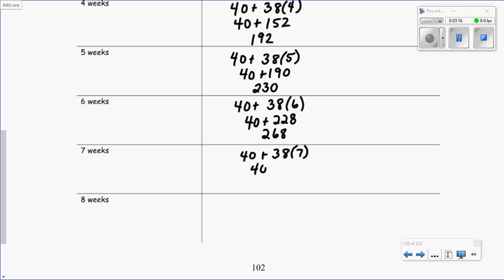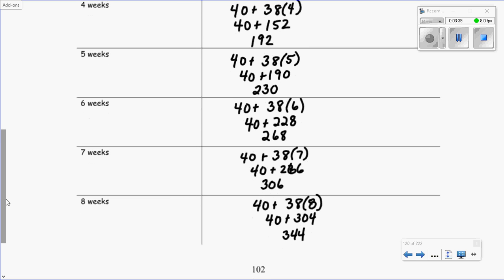Okay, after 7 weeks, 306 total. Okay, and then after 8 weeks, that's 40 plus 304, so 344. Okay, so he has enough at 6 weeks or more. 6 weeks or more. So let's go ahead and fill in the question on page 103.